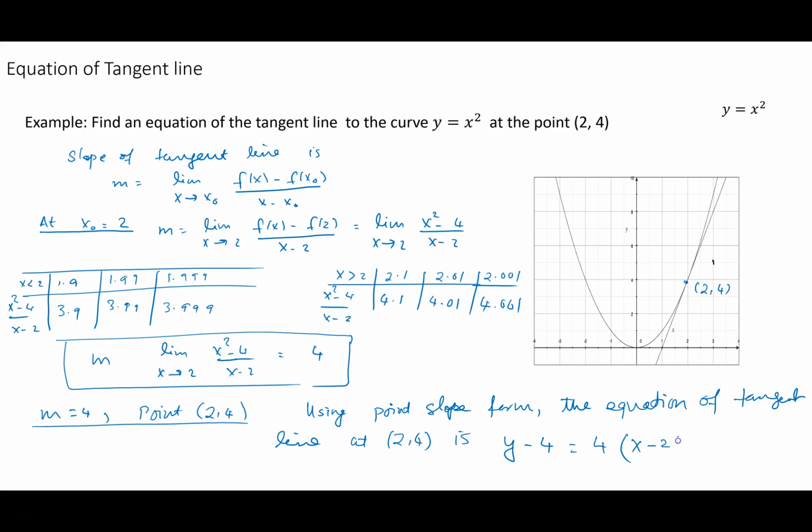Now if you simplify this just by adding 4 on both sides and subtracting y, you will get y equals 4x, minus 8 plus 4, which is negative 4. So y equals 4x minus 4. That's the equation of the tangent line.